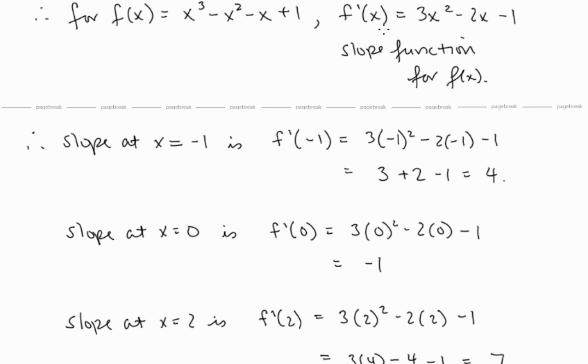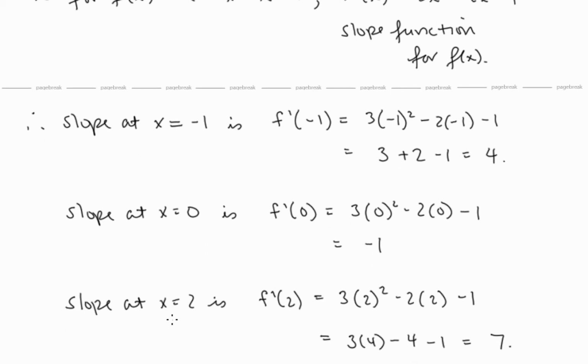So let's do that here using f prime. F prime of -1 is 3 times -1 squared minus 2 times -1 minus 1. That gives us a 4. And so the slope of f of x at x equals -1 is equal to 4. At x equals 0, the slope of f is given by f prime of 0, and that's just -1.